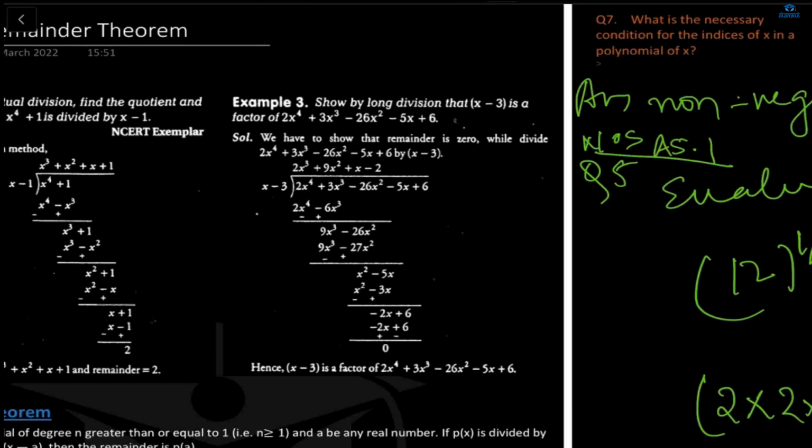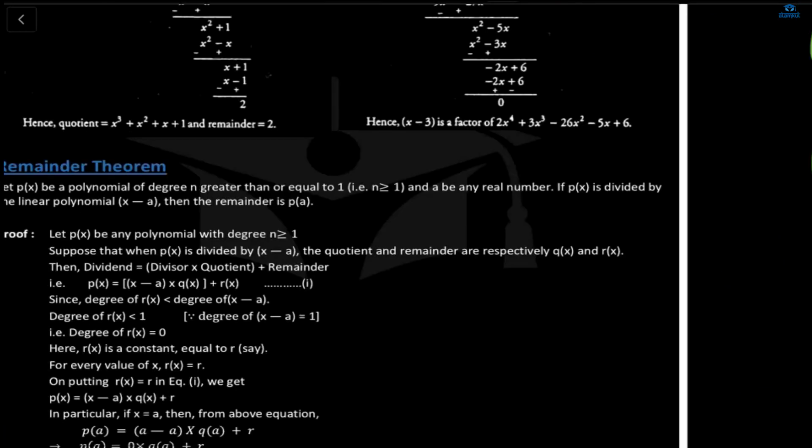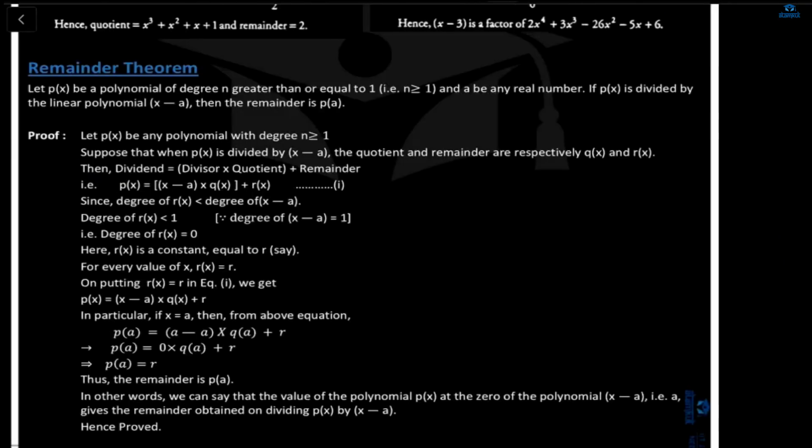In fact, the remainder is 0. So you have to check finally that your remainder is 0. When you divide, if you get the remainder 0, everybody okay? Then it will be a factor. Okay, understood, everybody? Yes. Any doubt? Okay. Now comes the main remainder theorem.